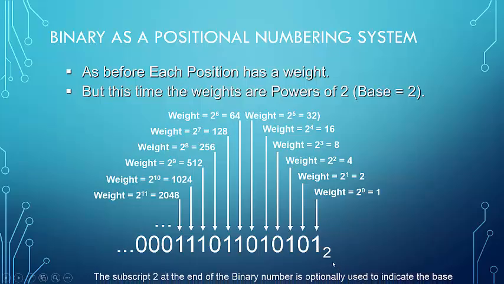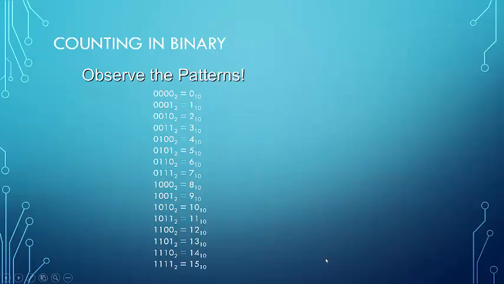The subscript 2 at the end of this number, again, is to indicate that it's binary. It's optionally used to indicate the base.